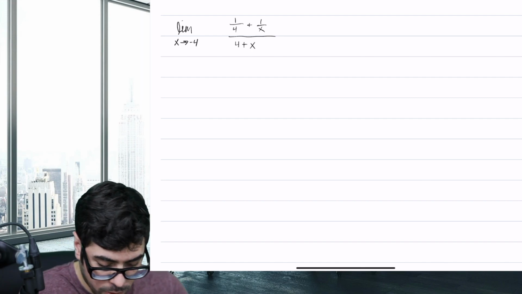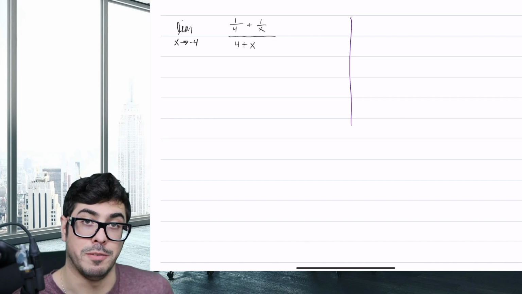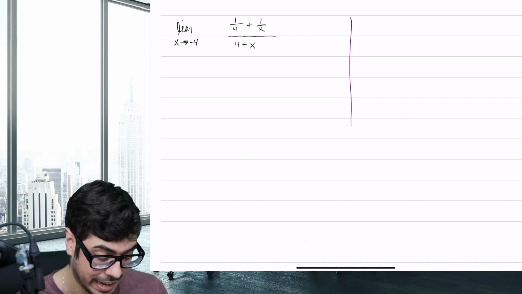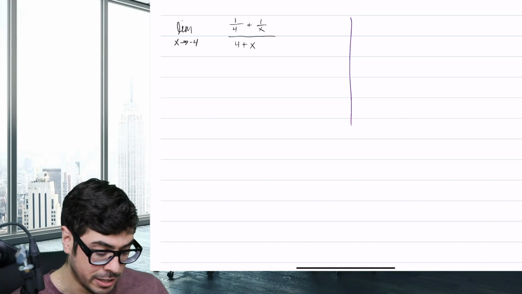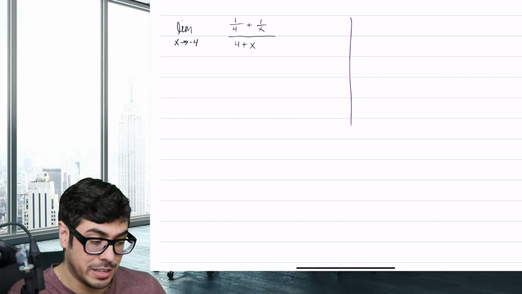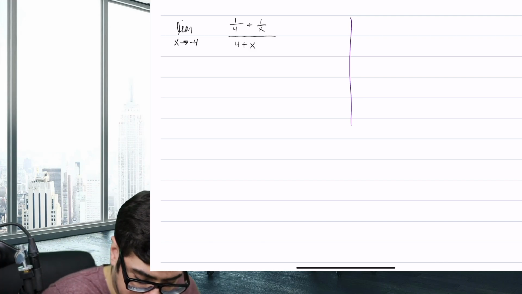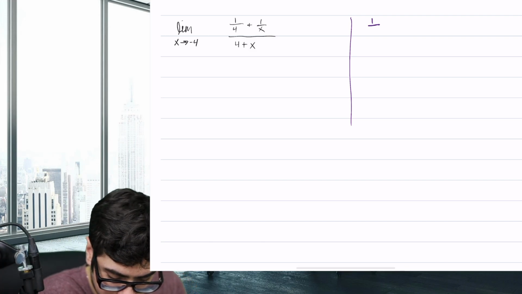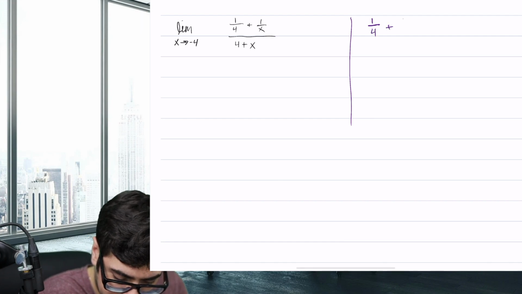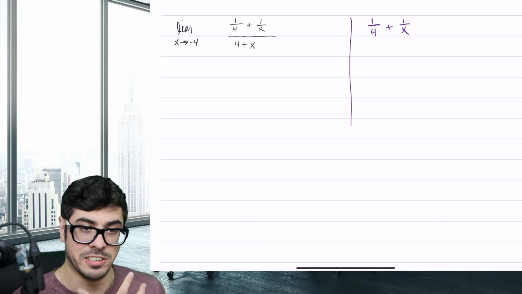I'm going to make a working column over here, so I don't make the problem messy. It's always good to make a working column so you don't tie in work that doesn't need to be there on top of your limit and make you confused. I've done it. Trust me, don't do it. So let's look at this. We have 1/4 plus 1/x, and that's our numerator, and we want to rewrite that as one fraction.